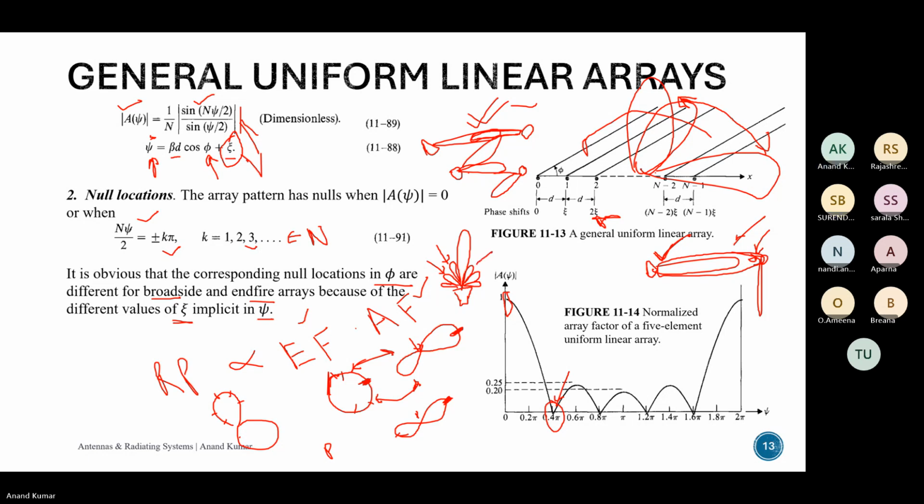Could you repeat that again? You said about the null locations? Yes, based on these null locations, is there any possibility to generate the grating lobes in the array pattern?